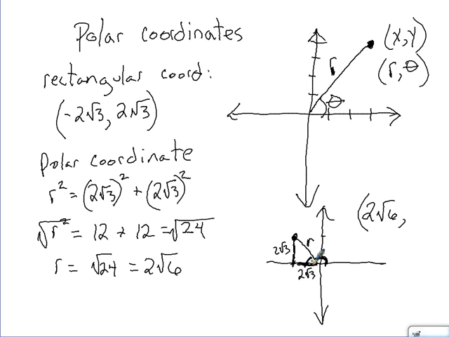To find our reference angle, we could use tangent, cotangent, or cosine. In this case, since the two values they gave you were the opposite and adjacent side, let's just use tangent for this. So the tangent of theta is equal to 2 square root of 3 over 2 square root of 3, which is 1.